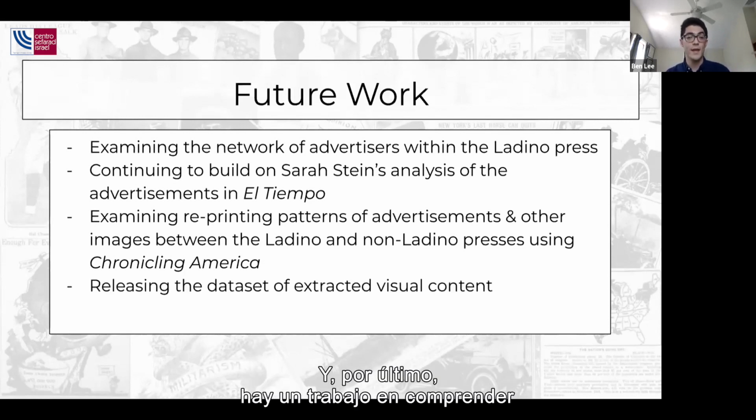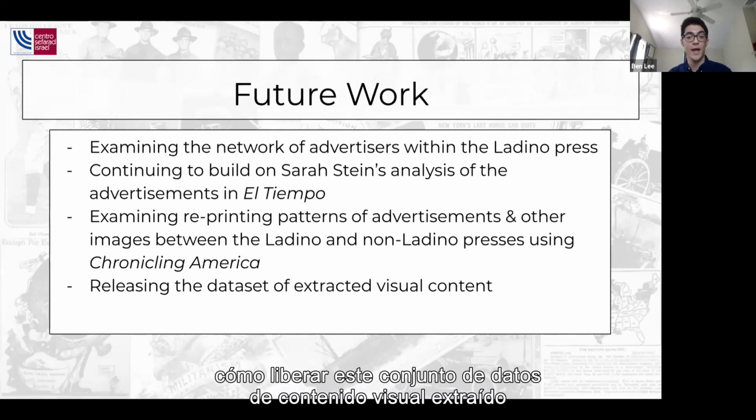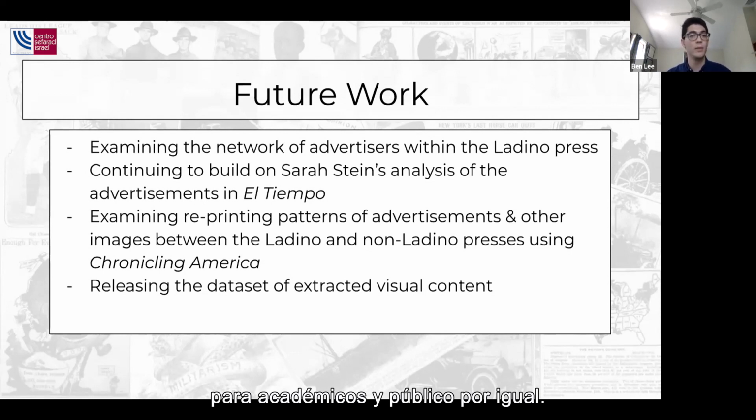And then very lastly, I think the immediate work here is understanding how we can release this data set of extracted visual content for scholars and the public alike.